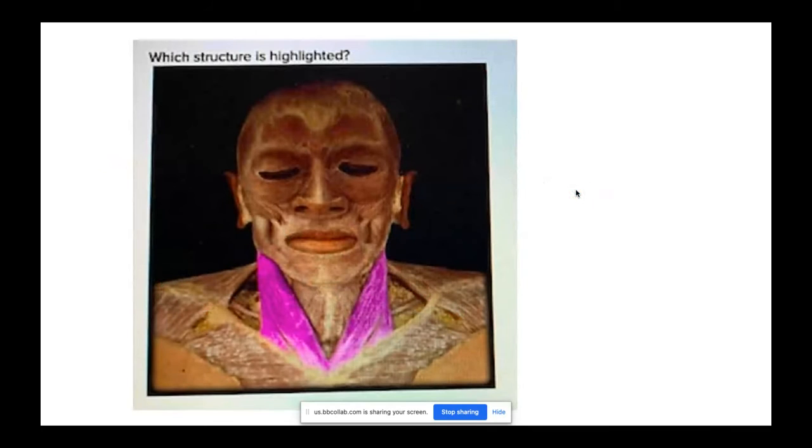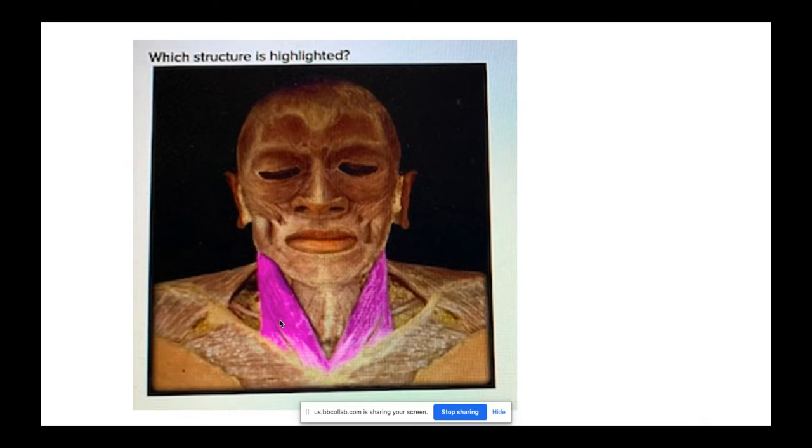Okay? So now if we look here, what structure is highlighted? We see the sternum, we see the clavicle, and we can assume that this is going behind the ear. So the only muscle that we've covered up until this point that this could possibly be is the SCM, or the sternocleidomastoid.